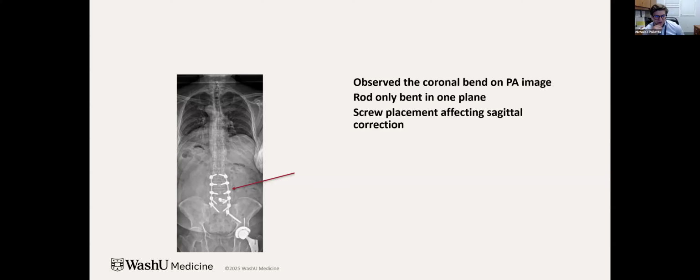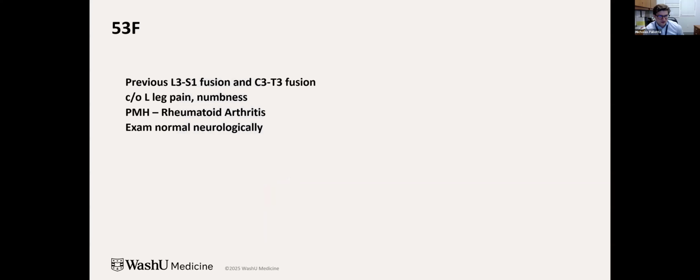But I did notice, if I scrutinize these, that I could see some coronal bend to these rods, and recall that the rods are only bent in one plane. And so I concluded that the screw placement, because it is not perfectly in a line, especially in the distal lumbar spine, was affecting the sagittal plane correction using the rods. And so I thought about potential solutions to this, and I did implement using offset connectors to help with this.